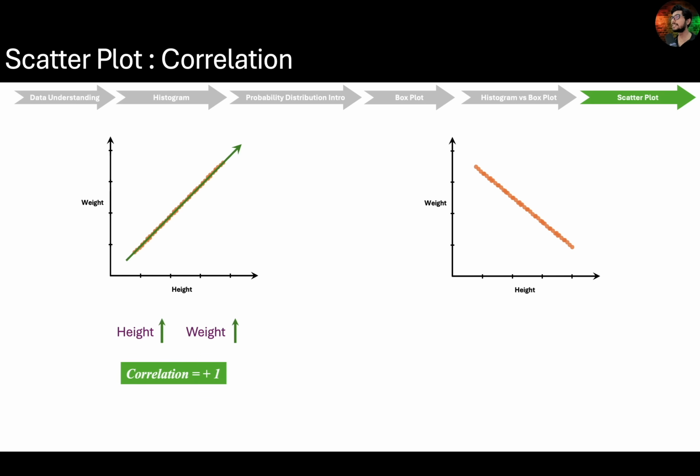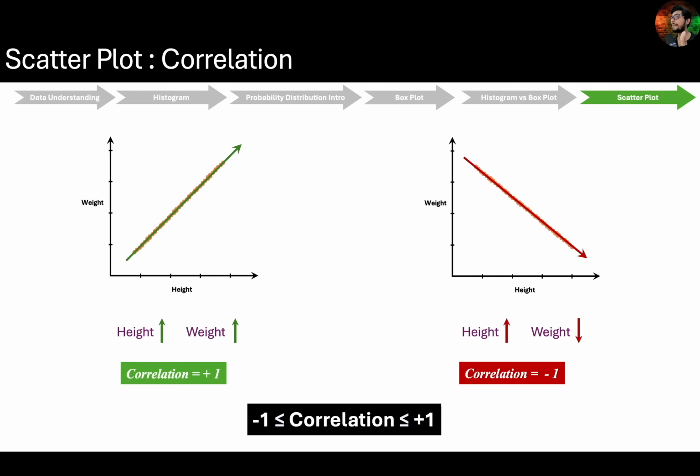But if you observe that the points form a perfect straight downward sloping line, meaning that every increase in height is consistently matched by a decrease in weight, then we say there is a perfect negative correlation, and the correlation coefficient comes out to be -1. Thus, from a mathematical standpoint, the value of correlation always ranges between -1, indicating a perfect negative correlation, and +1, indicating a perfect positive correlation.